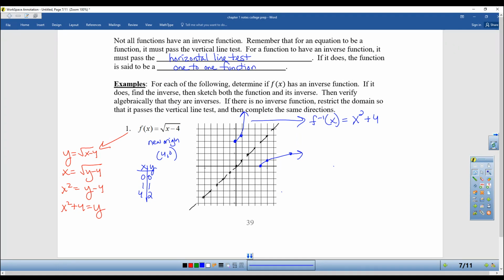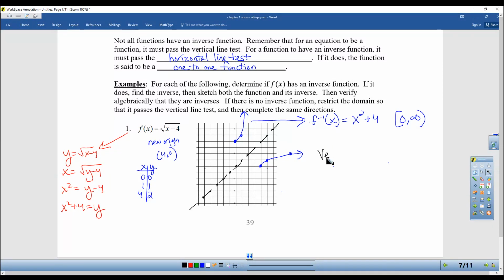But this does have a domain restriction. It's not the whole parabola, because a square root is only half of a parabola. So you would have to say for x is equal to 0 to infinity. It doesn't keep going in the negative direction. It's only that piece of it in order to be correct.